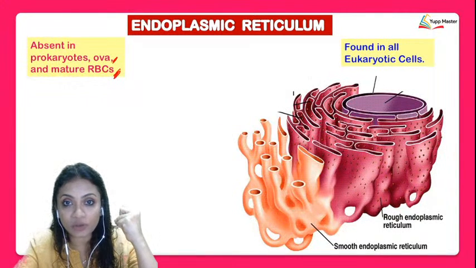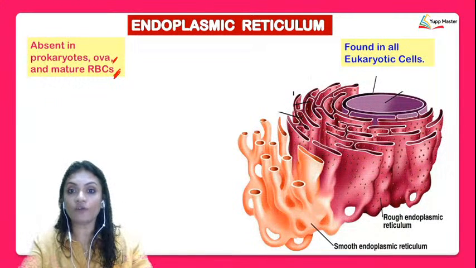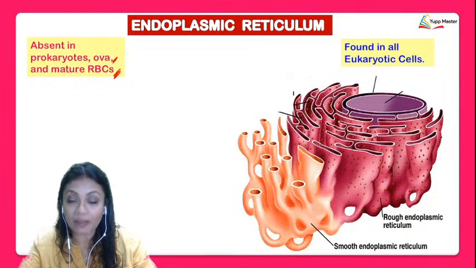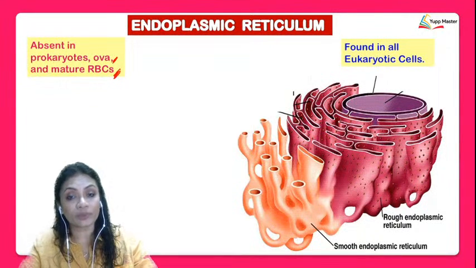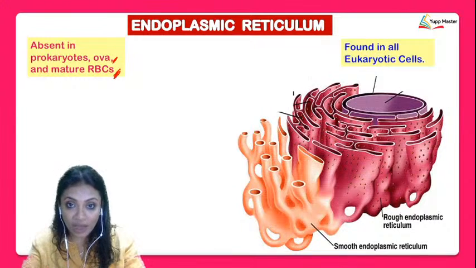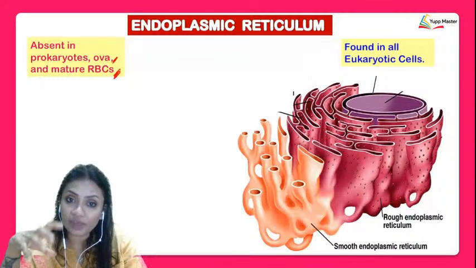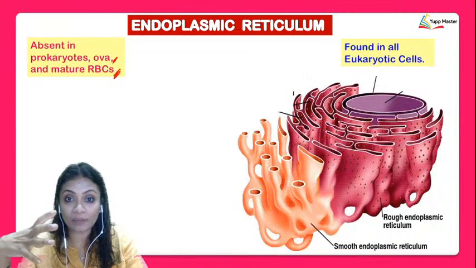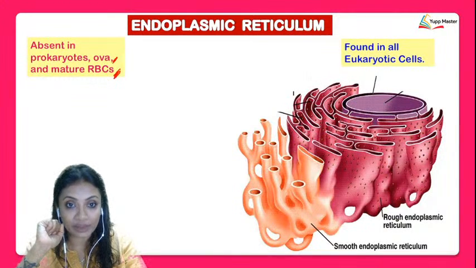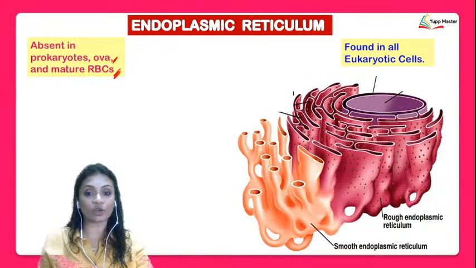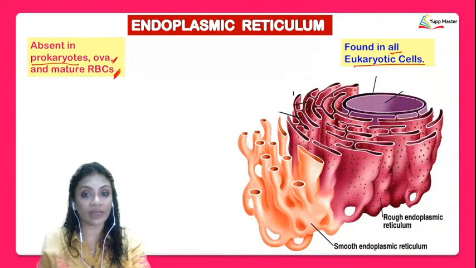And who holds on to the oxygen? Hemoglobin. So however much more hemoglobin is present in the RBC, that much more oxygen it will be able to hold. All right. So we see here that mature RBCs, if they have endoplasmic reticulum, that will reduce the space for hemoglobin. And that's why mature RBCs not only lack endoplasmic reticulum, but do you know they don't even have a nucleus. All right. So we see that endoplasmic reticulum is absent in prokaryotes, it is present in all the eukaryotic cells.